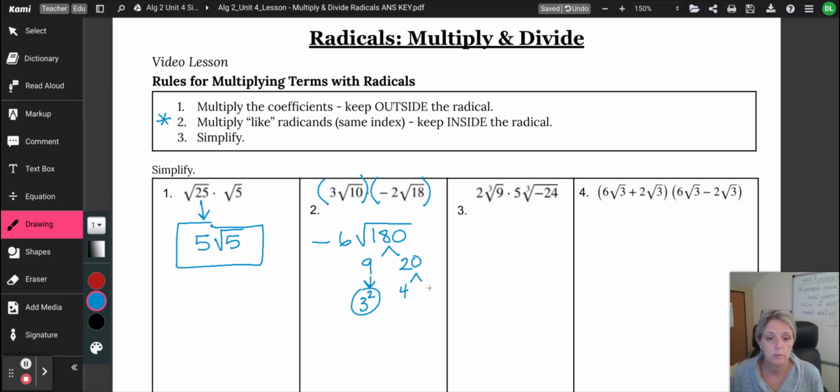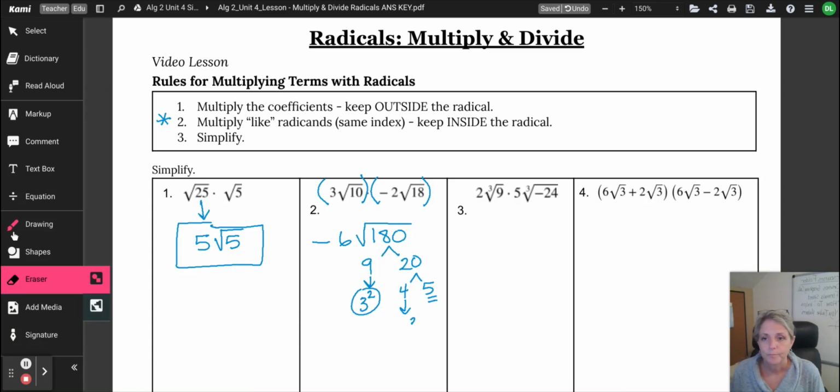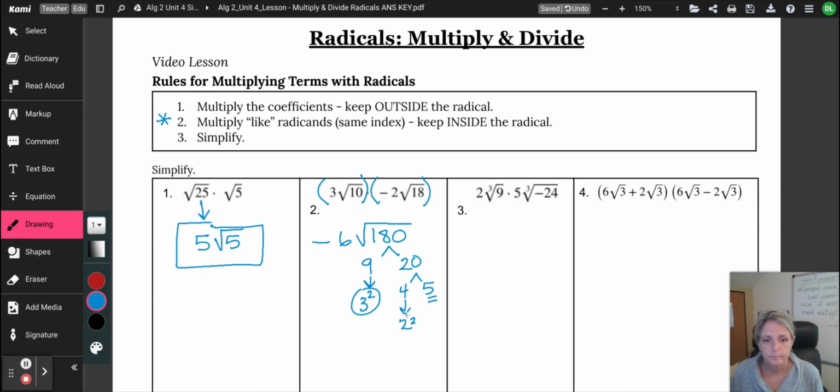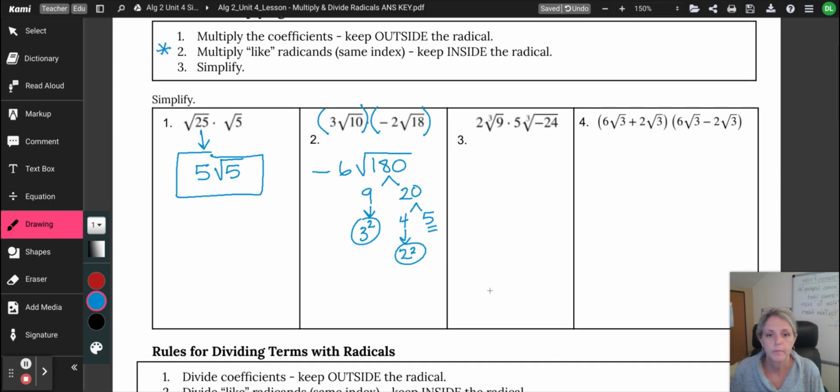20 has a perfect square also. It's going to be 4. So 4 times 5. I know that 2 squared is going to equal 4, times 5, which is what will be left in the radical. And so I'm going to take negative 6 times 3, because I pulled out a 3 squared, times 2 times my square root of 5. And then I'm just going to multiply my coefficients. So a negative 6 times 3 is negative 18, times 2 is a negative 36, square root of 5.